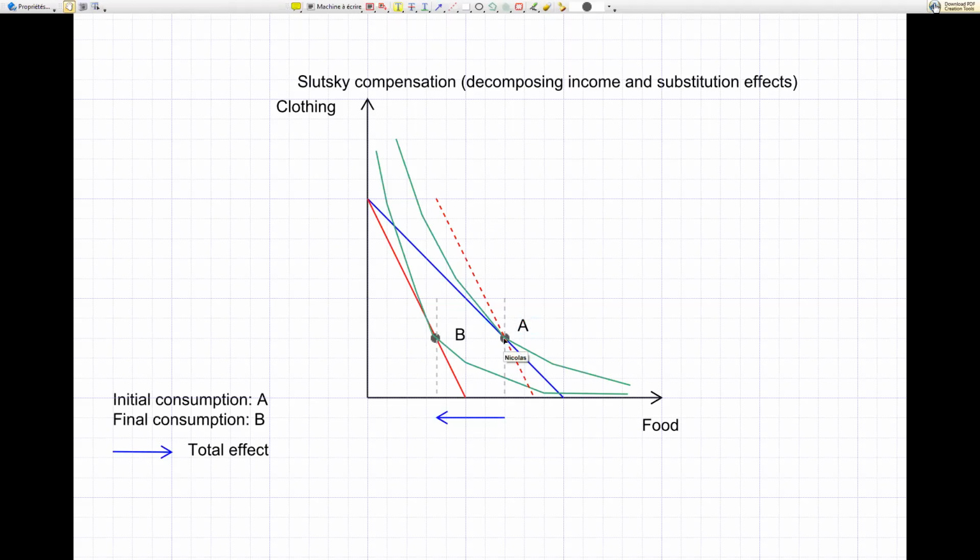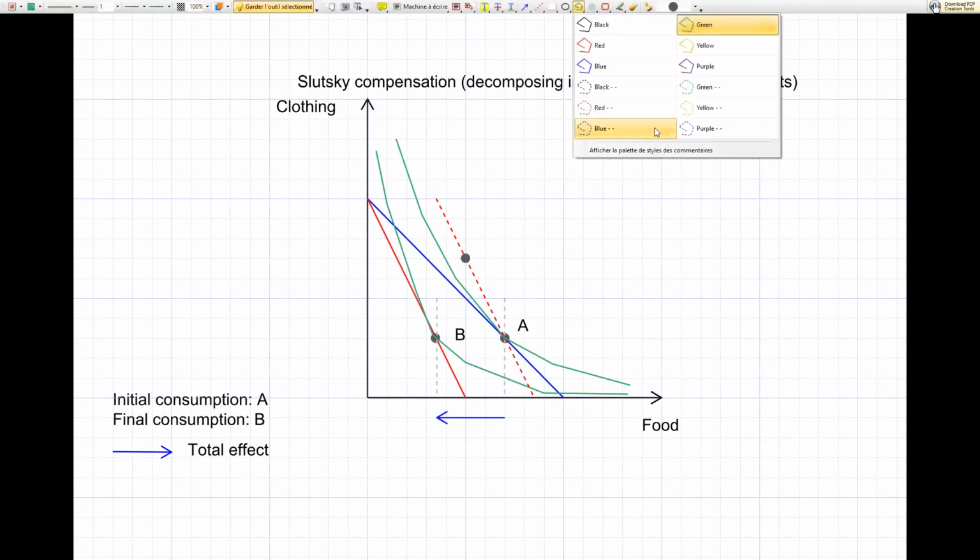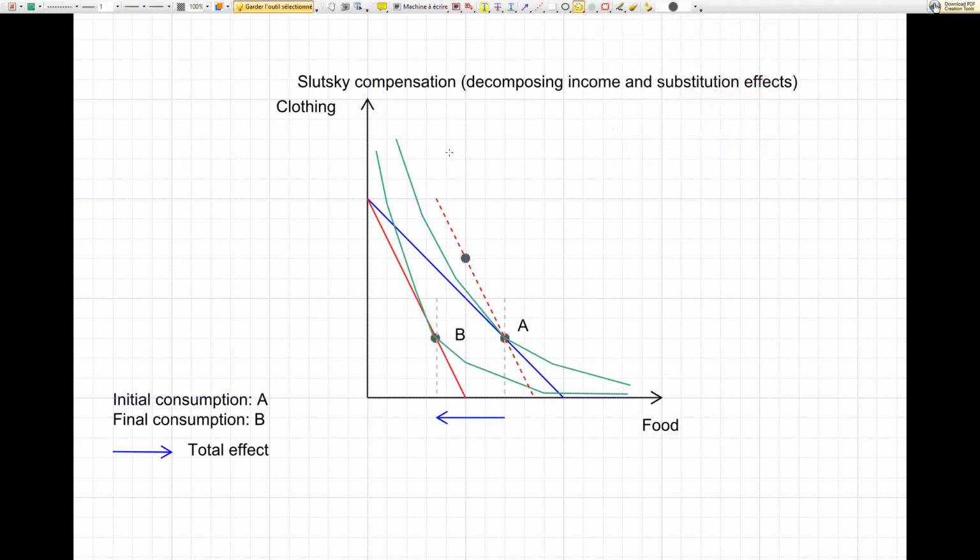And in that case, we can see what happens to food consumption purely in response to its relative price compared to clothing. And if our budget curve was this one, then what would the person do? Well, probably consume somewhere like here, for instance. So that's what we would call the substitution effect. And we would be somewhere, let's use this green dashed line.